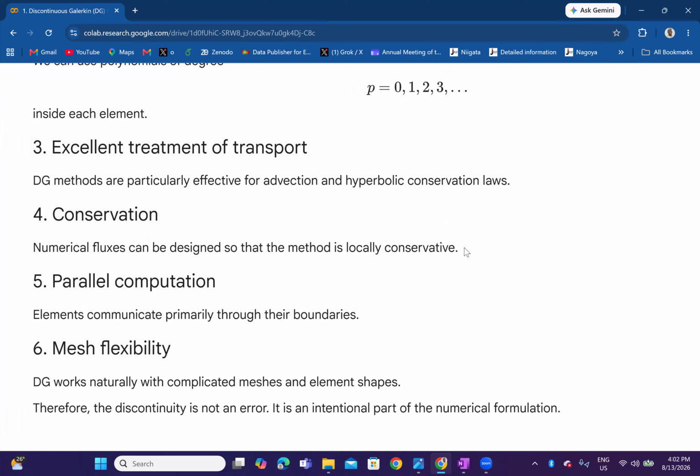Then we have parallel computation. Because of discontinuities, elements can communicate primarily through boundaries. So they can now be dealt with in parallel.